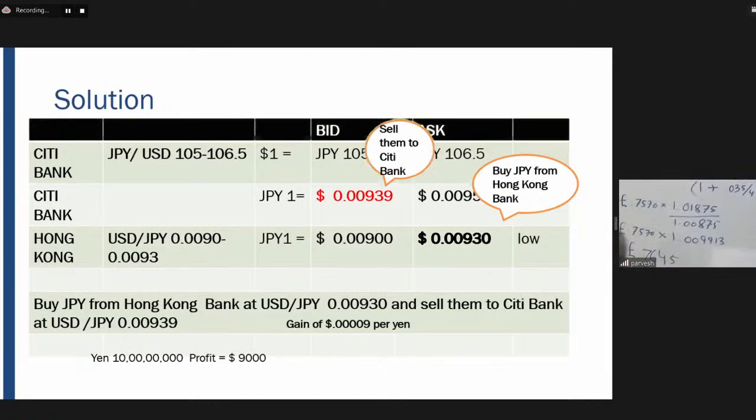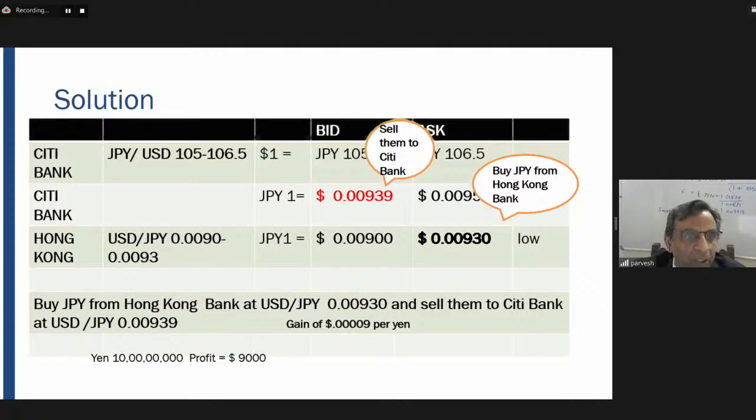So in this case, you are going to buy the Japanese yen from Hong Kong Bank, which is available cheap. One Japanese yen is equal to $0.00930, and you are going to take that dollar and sell in the Citibank. So when you buy Japanese yen, you look at the ask rate. Okay, so it is 0.0093. But when you sell, you look at the bid rate.